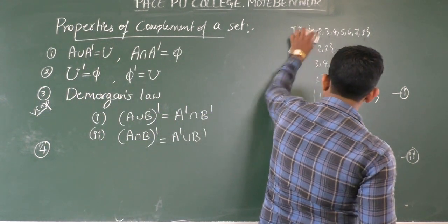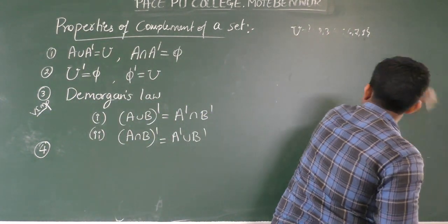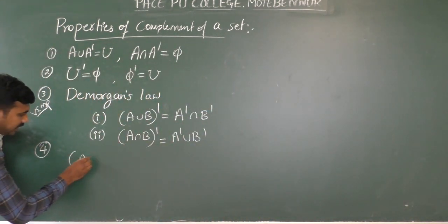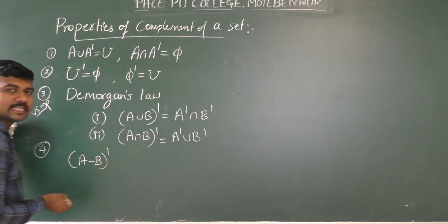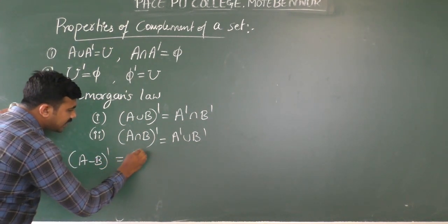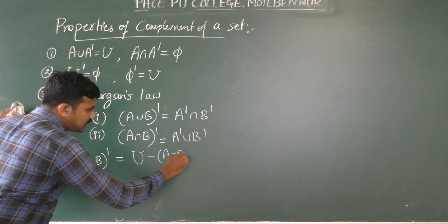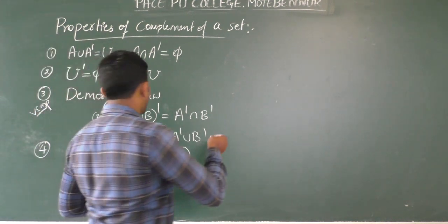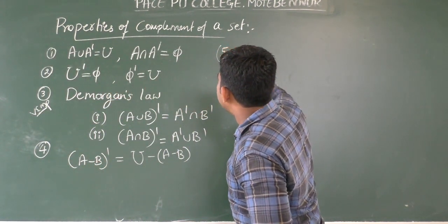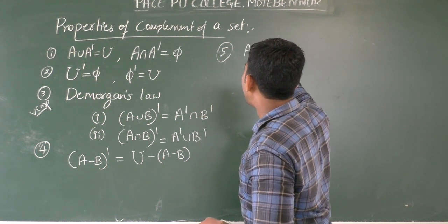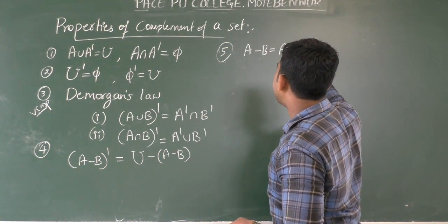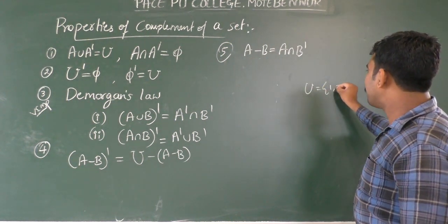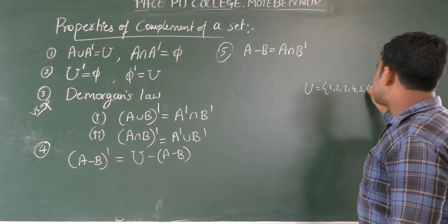Now, the next property we have is (A minus B)', which can be written as U minus (A minus B). This is the same by the complement rule. And the next one is very important, the fifth one: A minus B can be written in the form A intersection B'. Same example, consider A is equal to 1, 2, 3, 4, 5, 6, 7, 8.